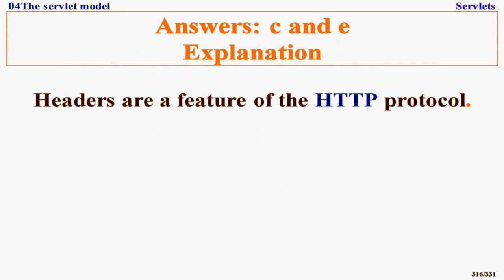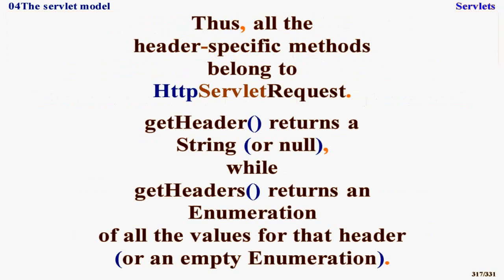Answers: C and E. Explanation. Headers are a feature of the HTTP protocol. Thus, all the header-specific methods belong to HttpServletRequest. getHeader returns a string or null, while getHeaders returns an enumeration of all the values for that header or an empty enumeration.